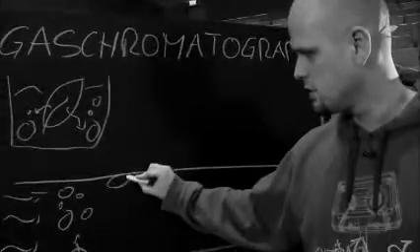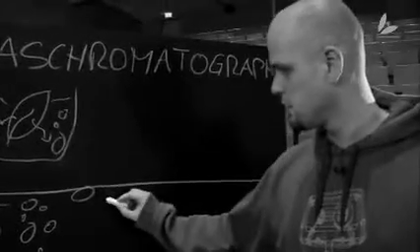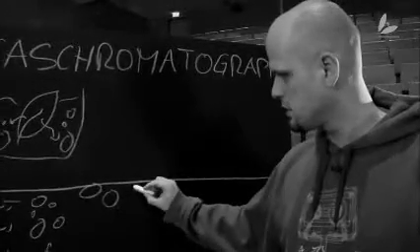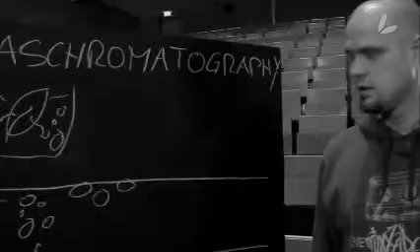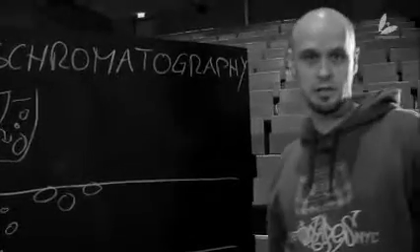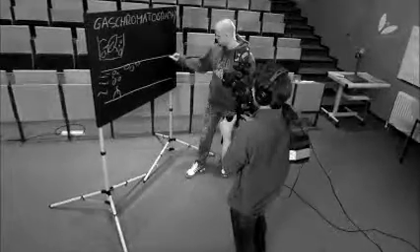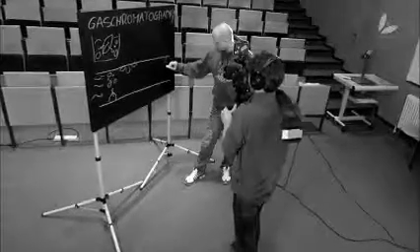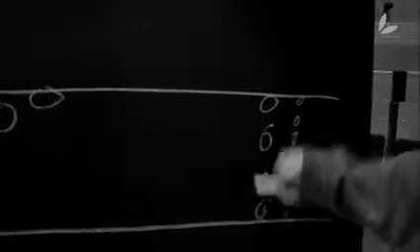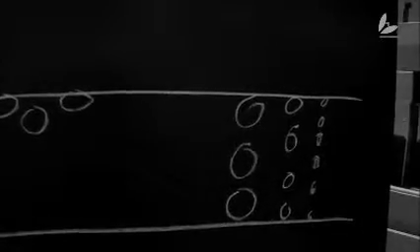Substances stick to the inner surface of the column, they go with the gas stream, and they stick again. Small particles stick less. This is why small particles come first to the end of the column, then intermediate, and big particles. This is how we separated them.